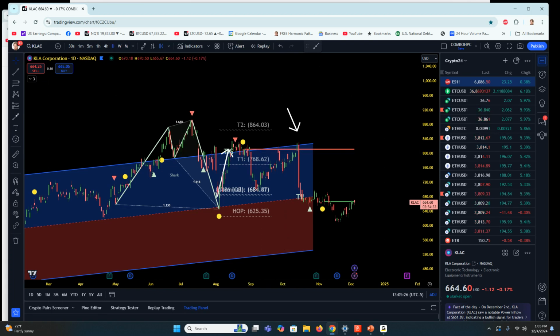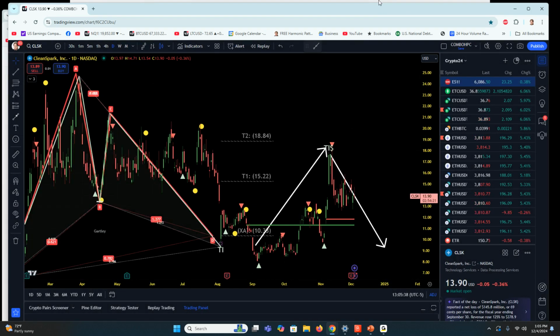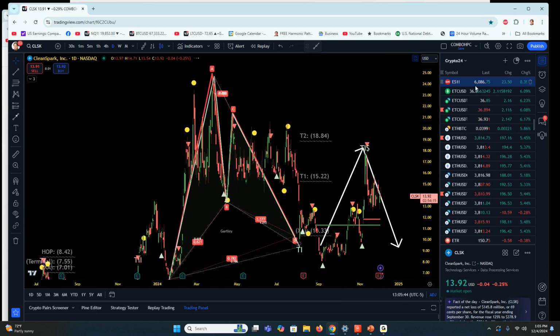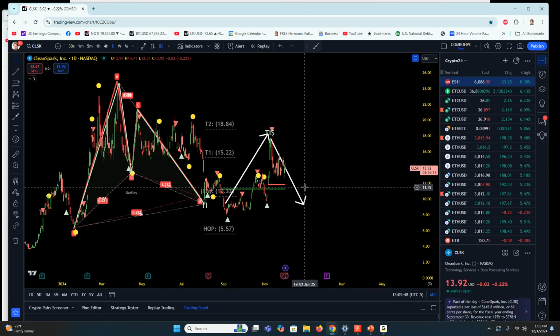There was one other one. CleanSpark. Okay, my last stock, and then I'll take your requests. CleanSpark. Okay, this is a perfect type 1 Gartley against a larger pattern, but we know it's got to come back. So I'm targeting that at 1033 for the retest.